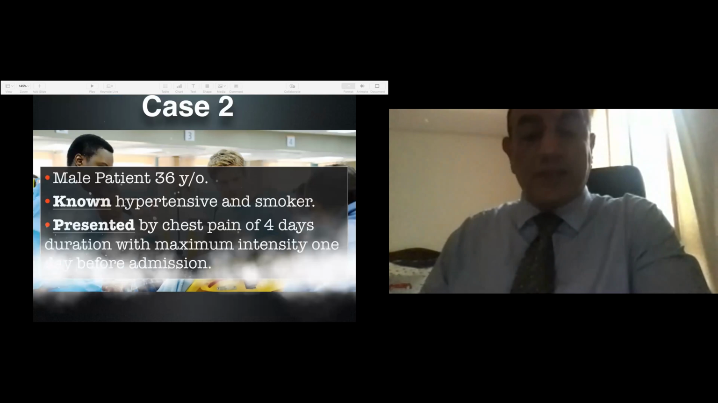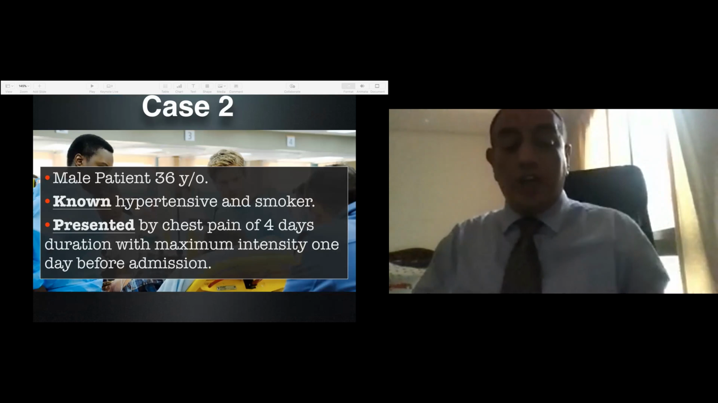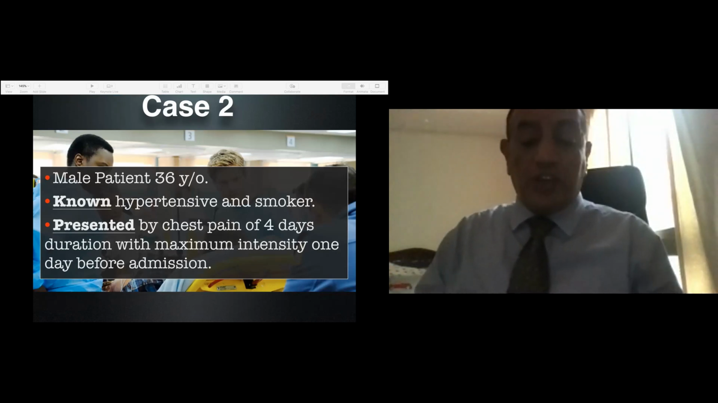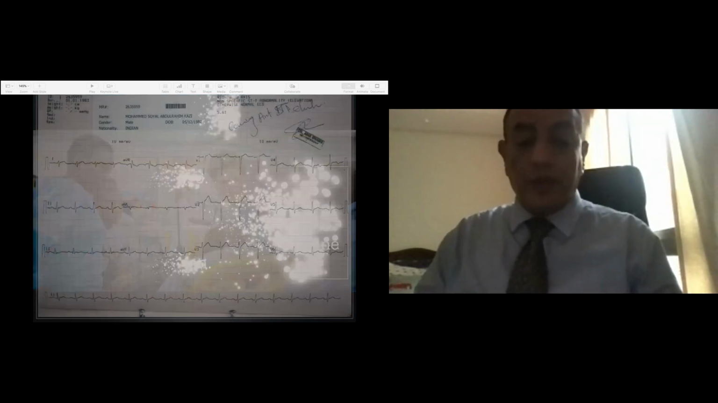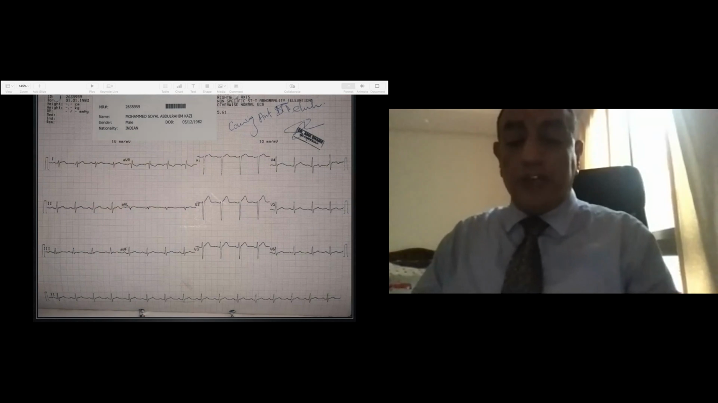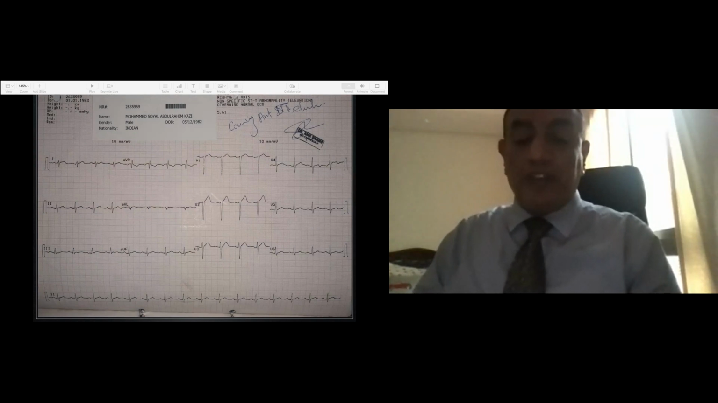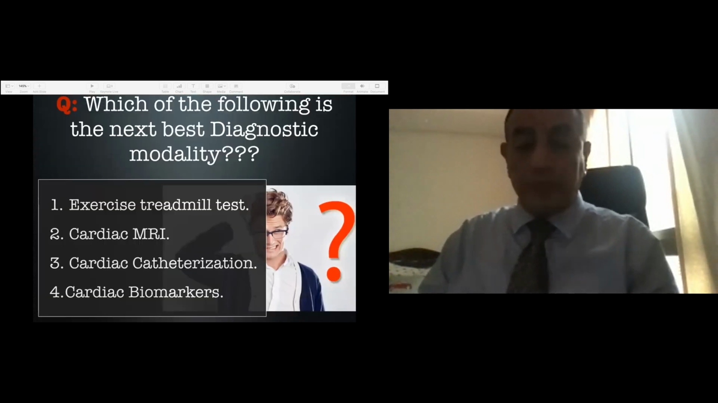Second case, also male patient, but the age now 36, known to be hypertensive and smoker, presented by chest pain 4 days in duration with maximum intensity day before admission. This is his ECG, and you can appreciate here poor R wave progression from V1 to V3 with mild ST segment takeoff, mainly in V2 and V3.